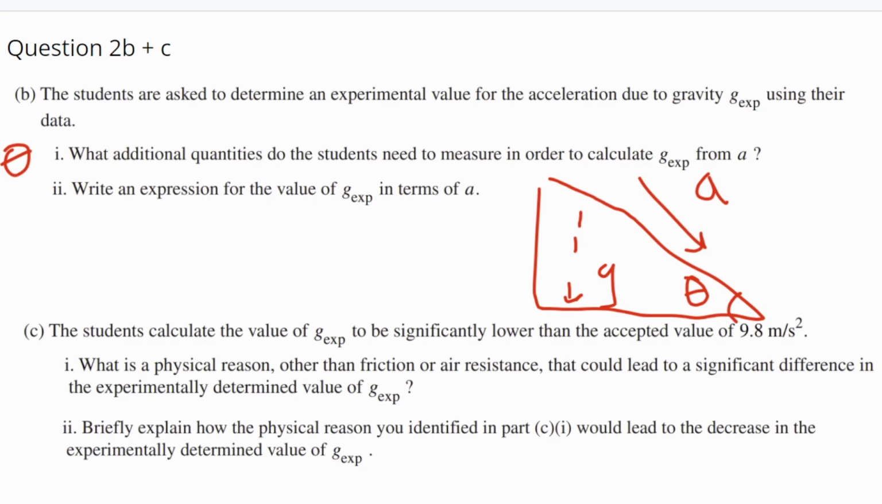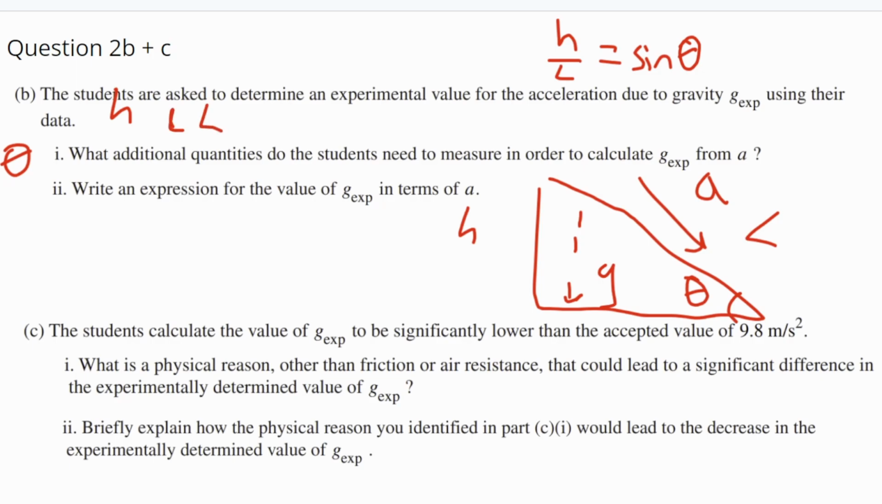So we need theta. Alternatively, you could say you want the height of the ramp and the length of the ramp, because height over length would equal sine theta, because that is opposite over hypotenuse. Either one works. AP accepts both, so height and length or theta.